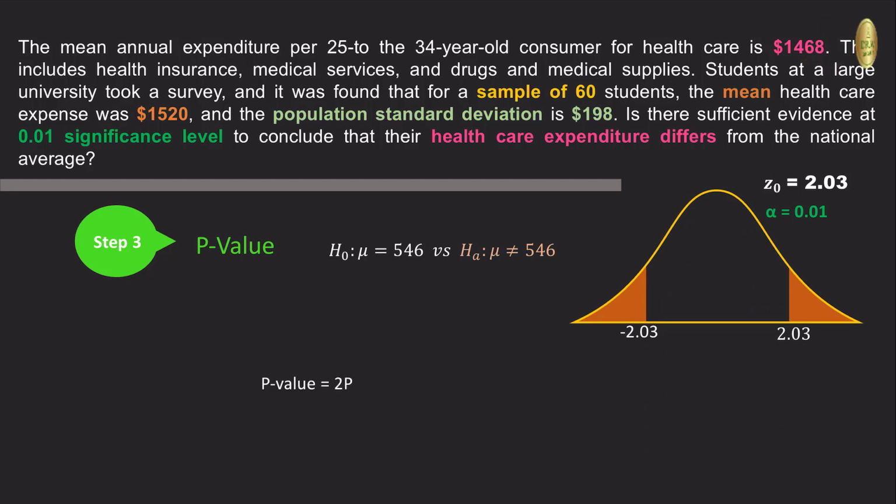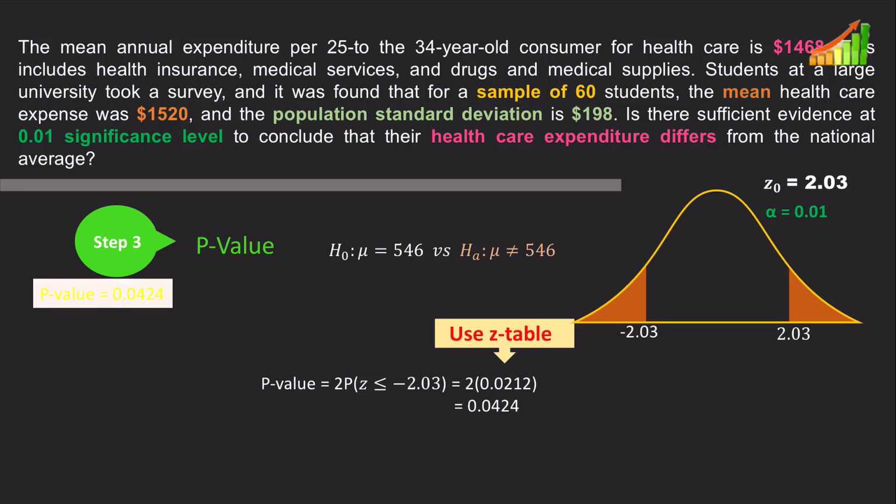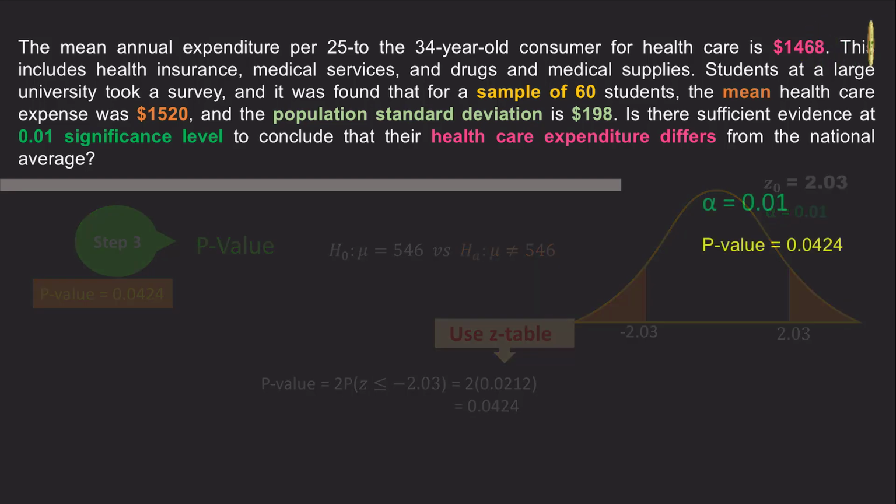That means the area left to the negative z0 and area right to the positive z0. You see that the area less than or equal negative 2.03 and the area greater than or equal 2.03. So you can write down this 2 times probability z less than or equal negative 2.03. So then go to the table, you can find the probability for that, then multiply by 2. That is 0.0424. We know the p-value now. Then we can go to the step 4.